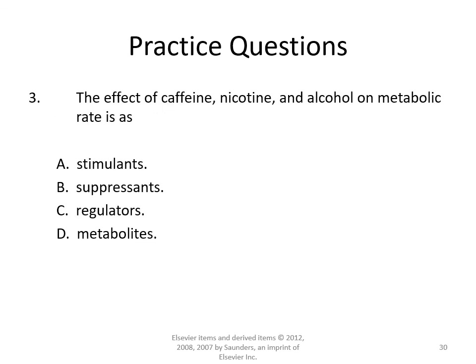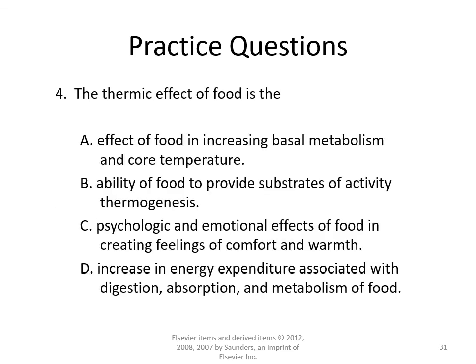The effect of caffeine, nicotine, and alcohol on metabolic rate is as, answer choice A, stimulants. These substances increase metabolic rate. And number 4, the thermic effect of food is the, D, increase in energy expenditure associated with digestion, absorption, and metabolism of food.